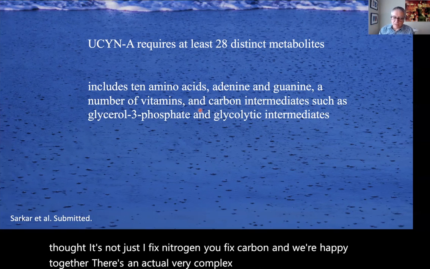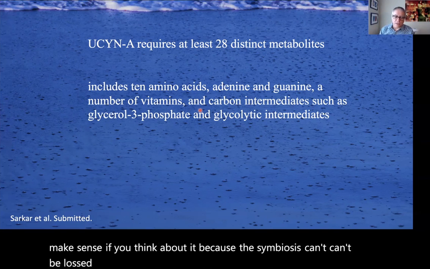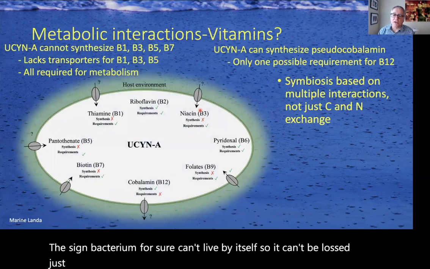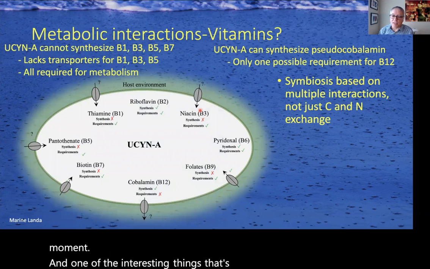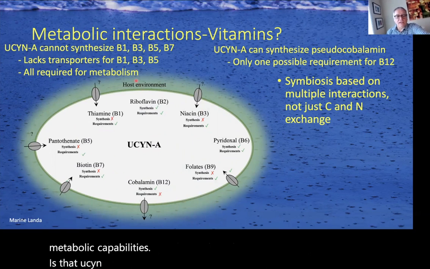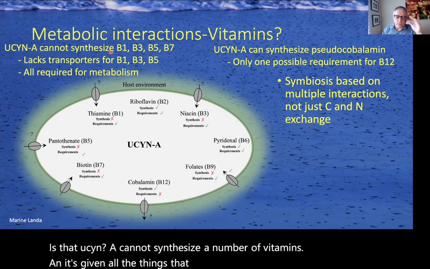And that may make sense if you think about it, because the symbiosis can't be lost between the two organisms, or for the cyanobacterium for sure can't live by itself. So it can't be lost just because the nitrogen fixing conditions are not present at any given moment. And one of the interesting things that's hinted at by looking at the metabolic capabilities is that eusin A cannot synthesize a number of vitamins. And, you know, given all of the things that it's lost, that's maybe not that surprising.